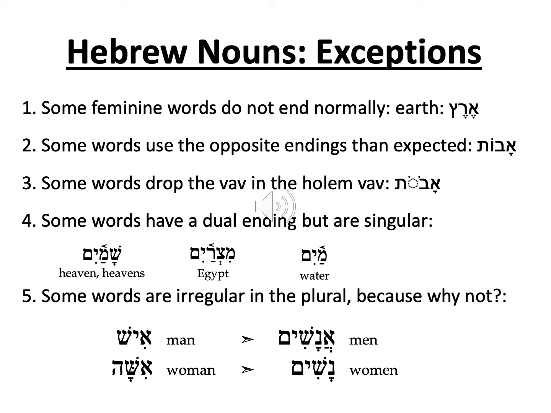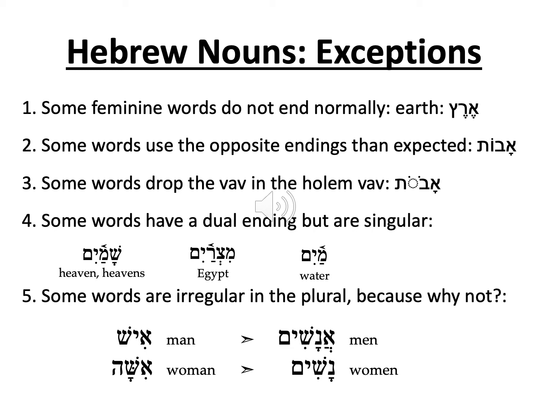A third exception is that some words will not even write out the whole word. They will often drop the vav out of the holum vav. We call this defective spelling rather than full or plene spelling. Just be aware if you ever wonder why a letter is missing.